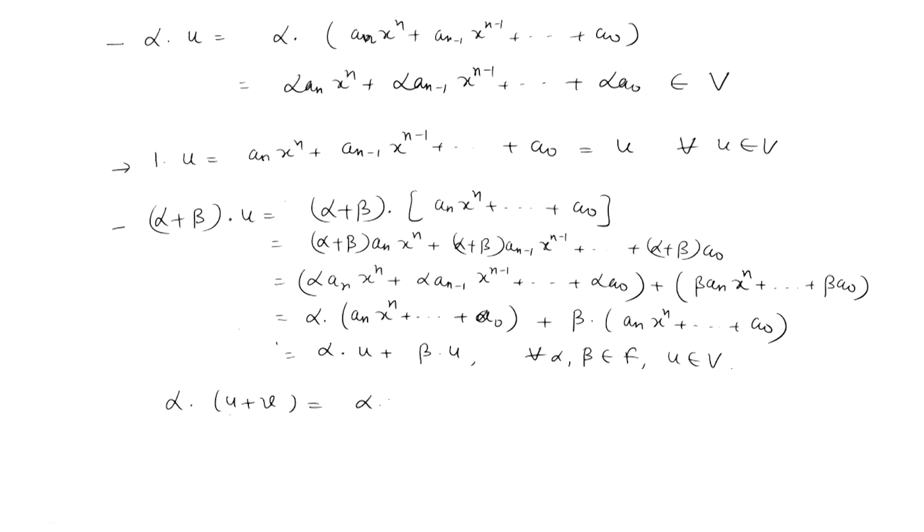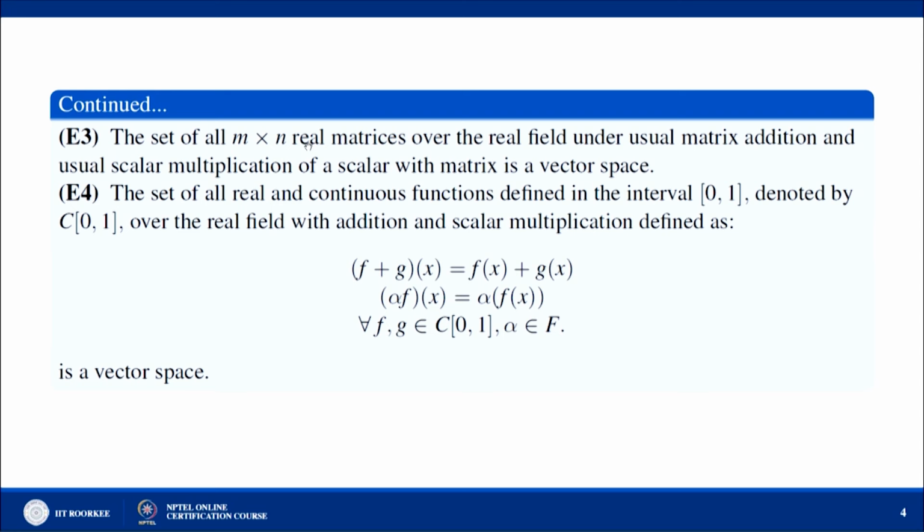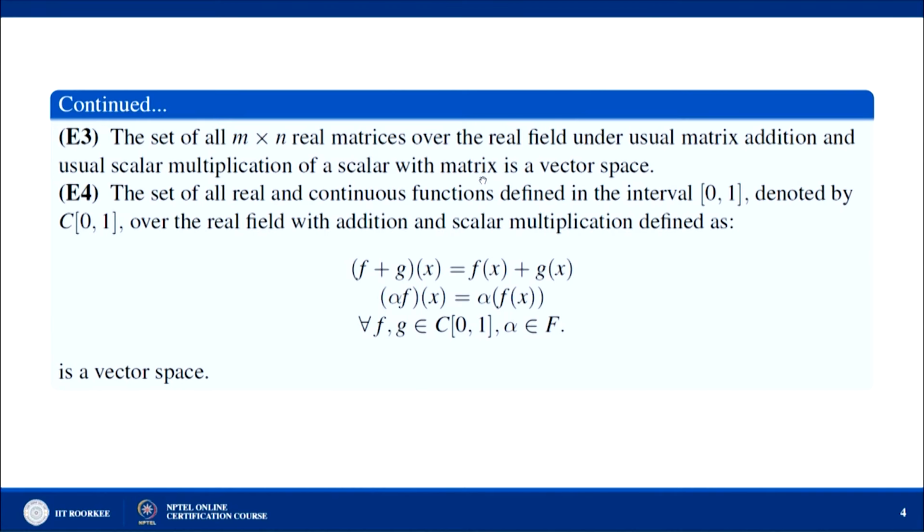So, in this way we can say that it constitutes a vector space over a real field. Now, the next example: if you consider the set of all m cross n real matrices over a real field, under the usual addition of matrices and the usual scalar multiplication of a scalar with a matrix, it is also a vector space. It is very easy to show that with respect to plus, the set of matrices is an abelian group, and with respect to dot it satisfies all those 4 properties.